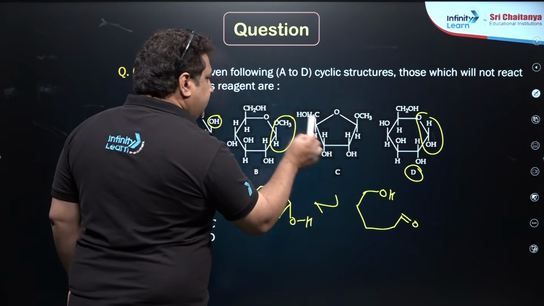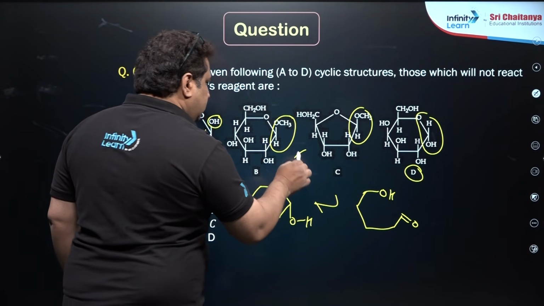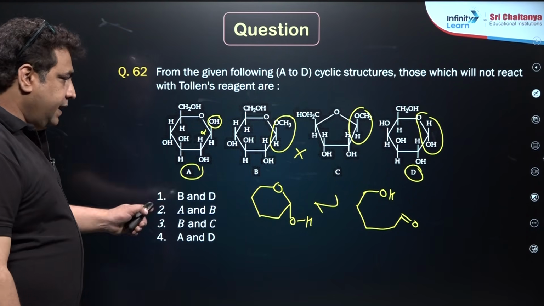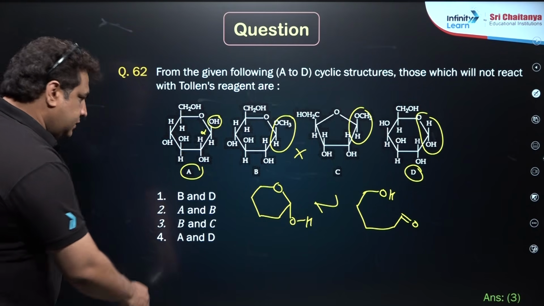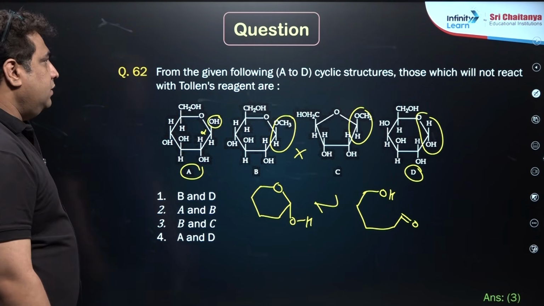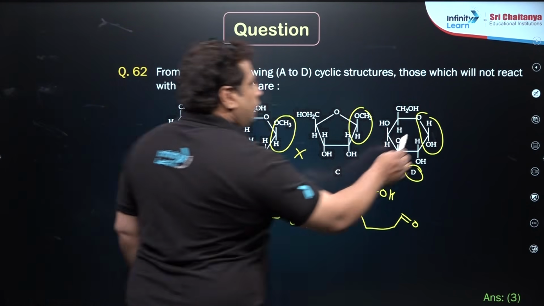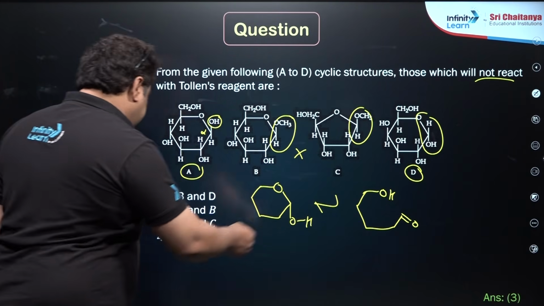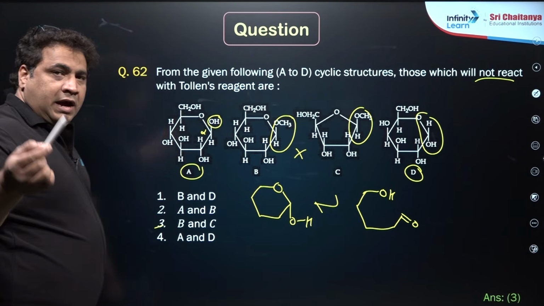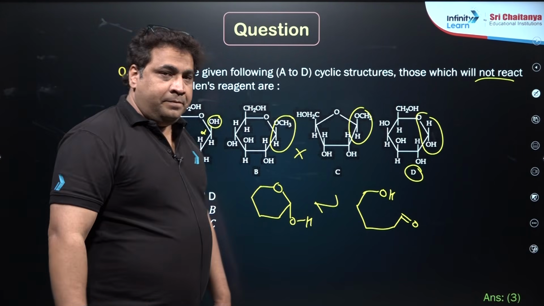Here methoxy group is there, methoxy group is there. Both of them will not give. So answer is A and D will give Tollen. Not react. Okay, he is asking not react. Not react is BC. I was thinking who will react. Not react is BC.